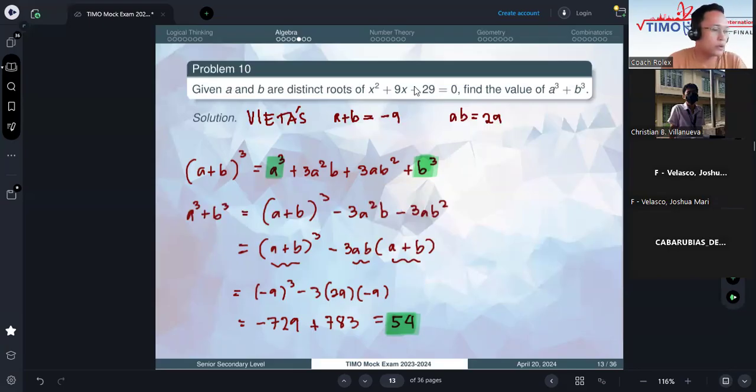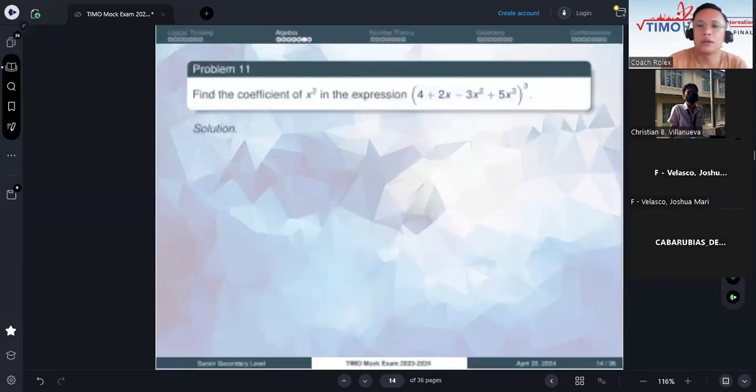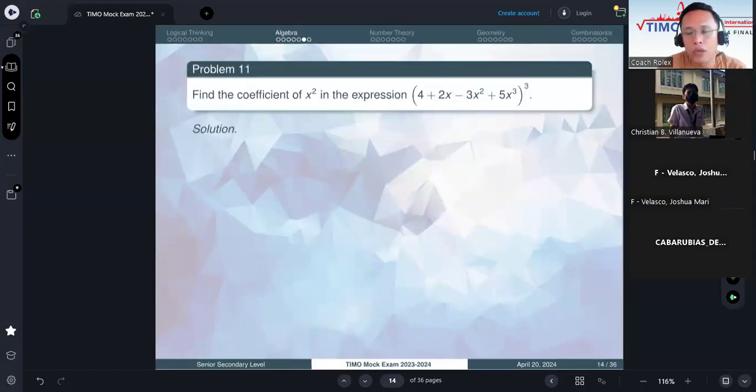Problem number 11. We have a multinomial expansion. We have 4 plus 2x minus 3x squared plus 5x cubed. So if we want to rearrange that one, we have 5x cubed minus 3x squared plus 2x plus 4, all cubed.